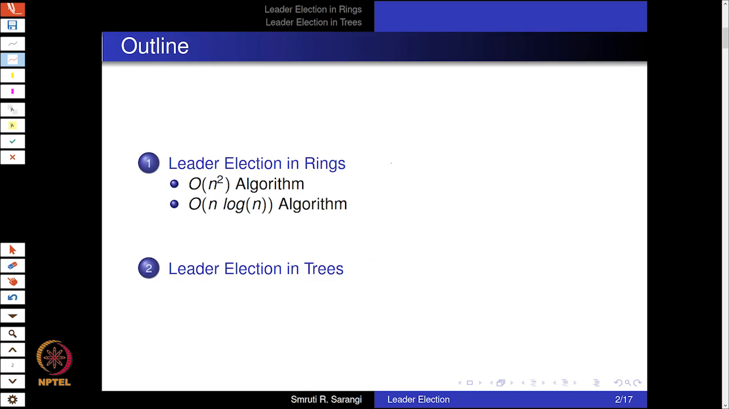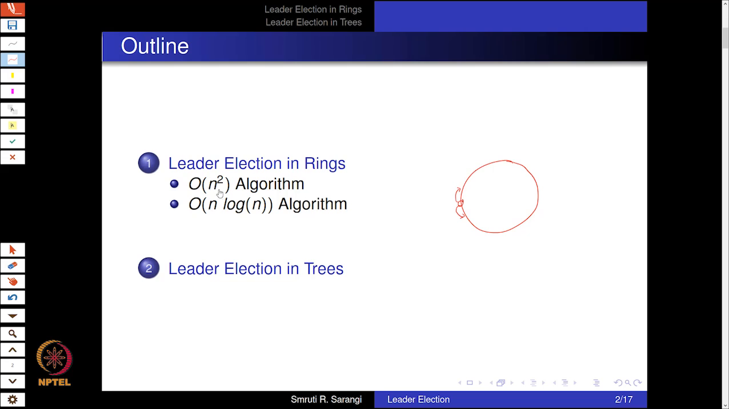We will start with a ring overlay where all the nodes are arranged as a ring. Every node can either send a message to its clockwise successor or its anti-clockwise successor, that is, to the left or to the right. Those are the only messages that it can send. So this network is kind of simple and constrained.